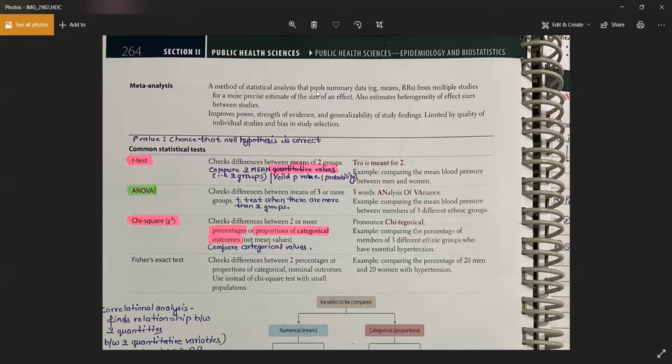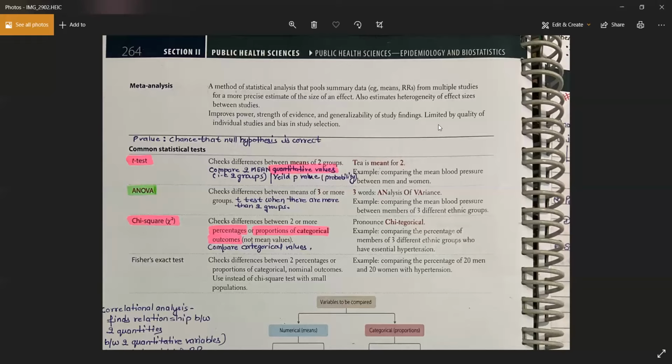Is it okay? So you're increasing the sample size, right? This is a meta-analysis. Multiple studies are pooled into one study to increase the sample size. After merging every study, you will study the sample size of the new study. It will improve the power. Like I told you, if you increase sample size, you can increase the power. You will also increase the strength of the evidence and the generalizability of the study findings.